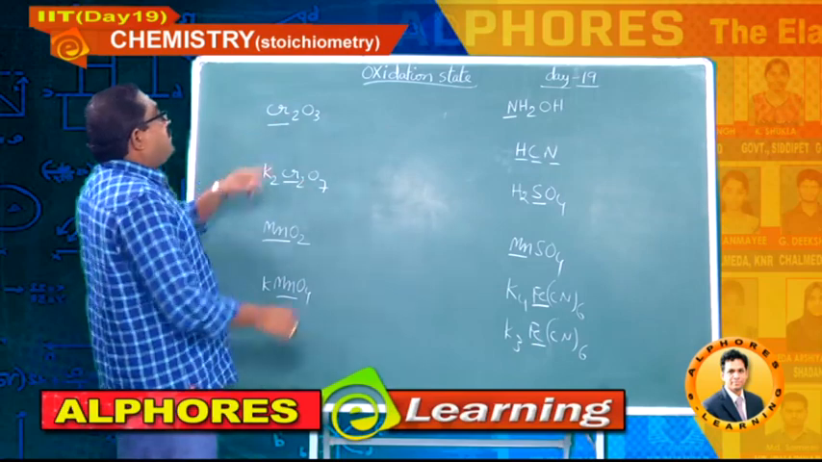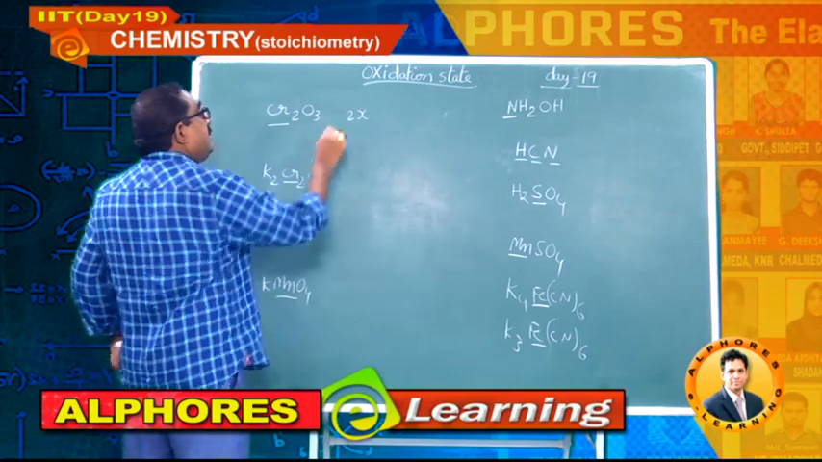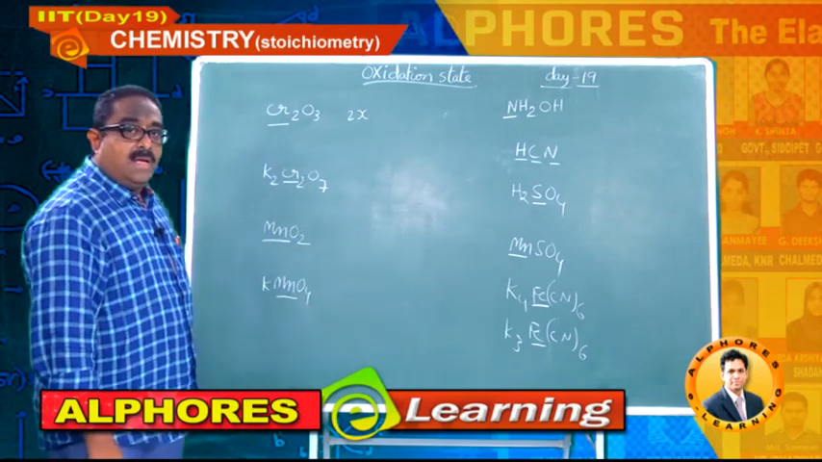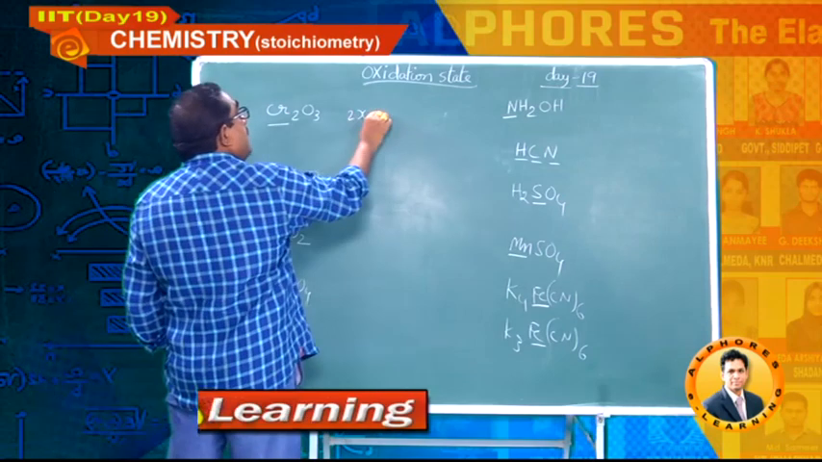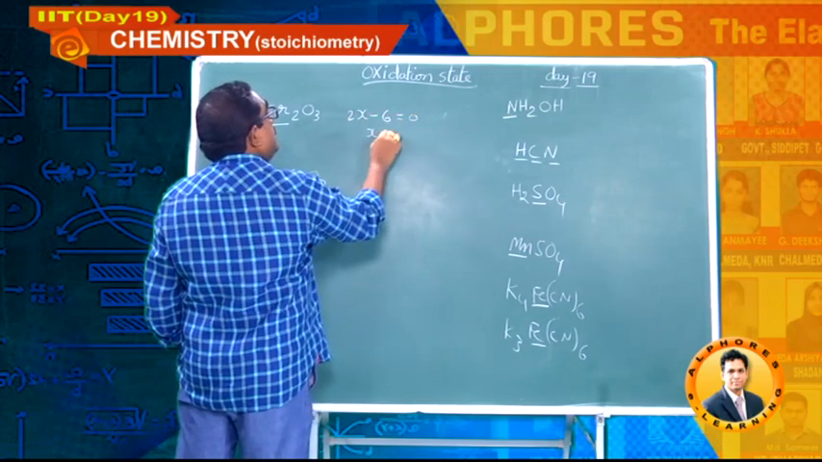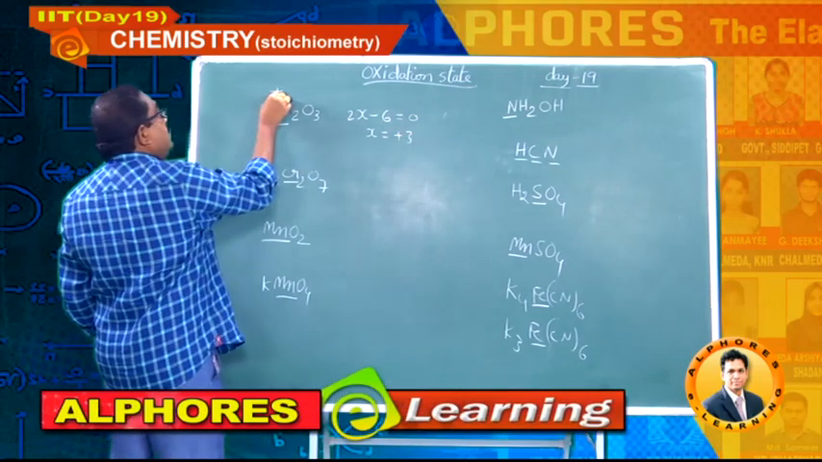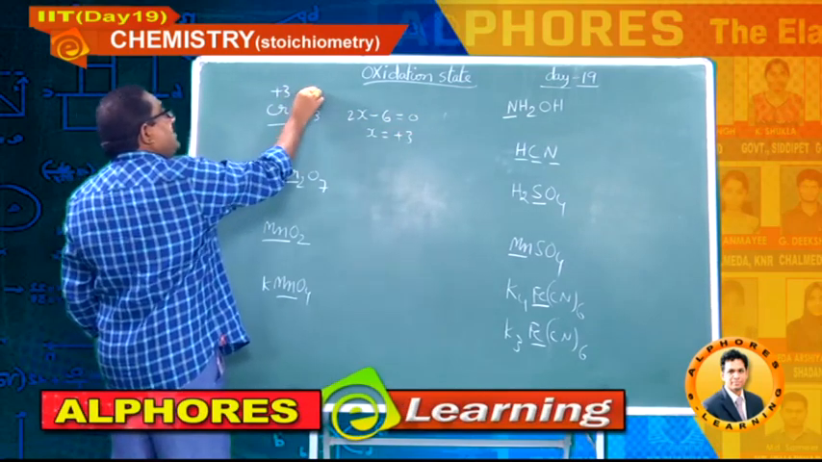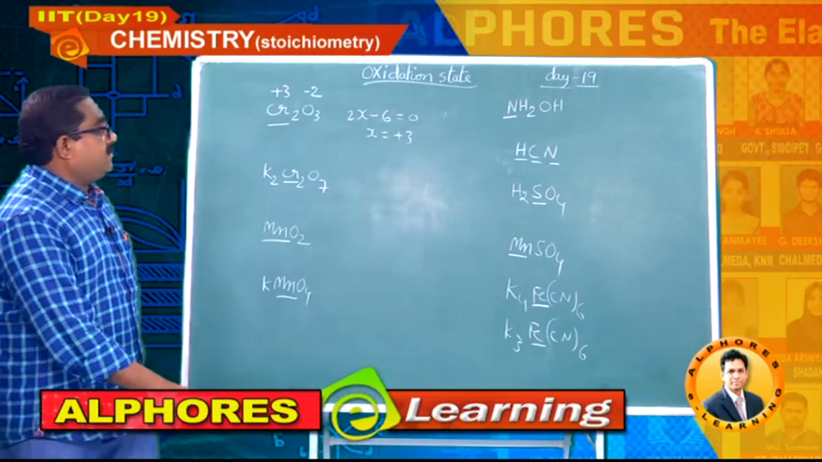Here 2 chromiums are there, 2x, 3 oxygens, for oxygen -2, 3 into -2, -6. So x equal to +3. So the oxidation state of chromium is +3 and of oxygen is -2.